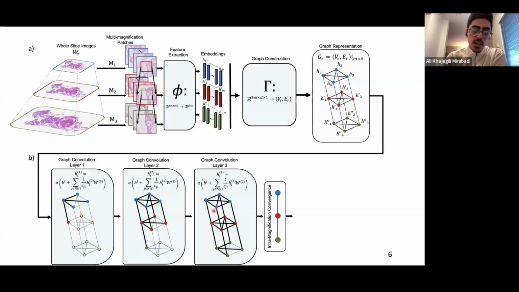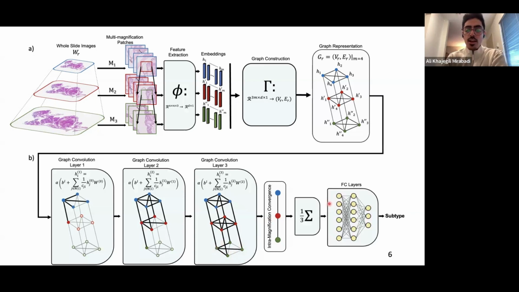But with this design and this architecture, we can theoretically prove that all the nodes in one magnification converge to one node without any need for a pooling mechanism. All the nodes in one magnification converge to one node. So basically, all the blue nodes go to this node, all the red nodes go to the red node, and same for the green one. And at the end, we do a simple average readout and pass it to a fully connected layer to predict the subtype.